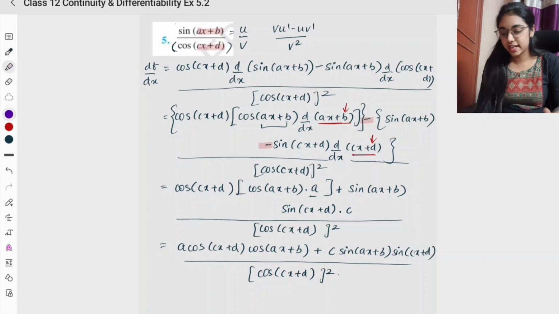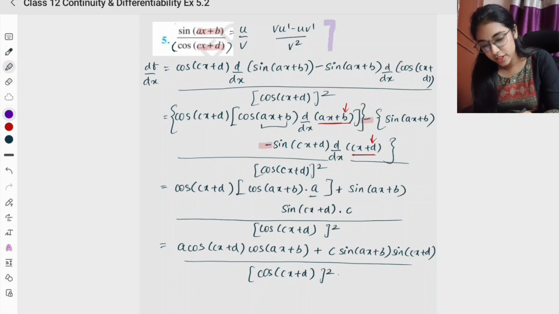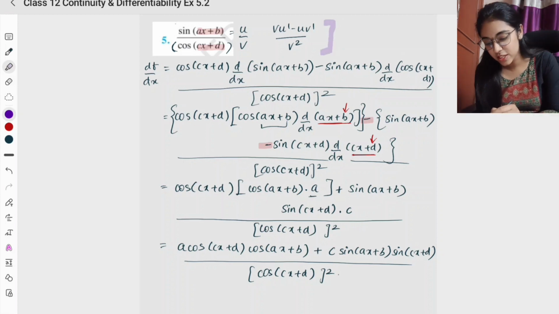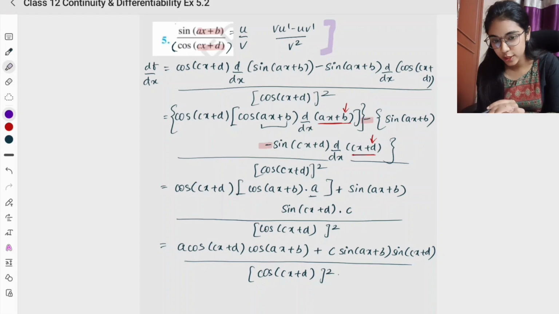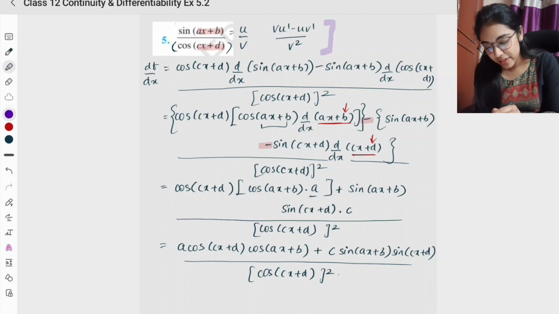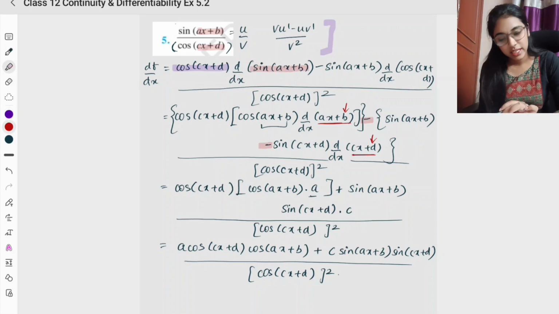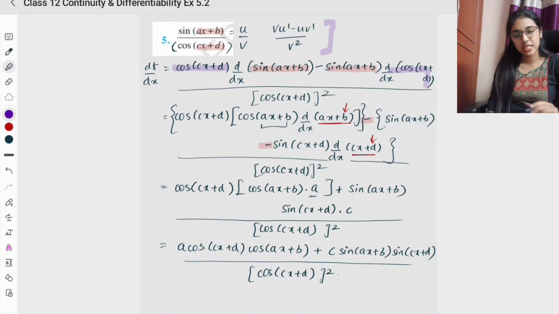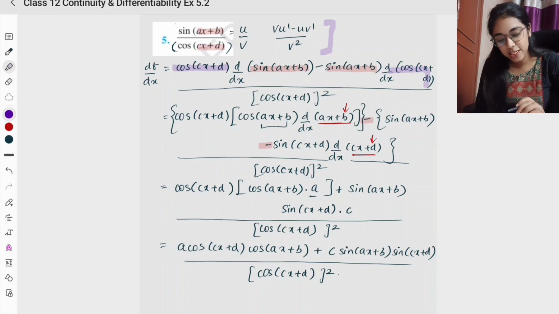What is your understanding? You have u divided by v, so it is of the form vu dash minus uv dash divided by v square. What is v? It is cos of cx plus d and u is your sin of ax plus b. So first v is written. This is my v and you have u dash. So this is my u dash, d by dx of this. Then I again have u, so it is going to be sin of ax plus b. Then I again have v dash, which is going to be d by dx of cos of cx plus d, divided by v square, cos of cx plus d the whole square.